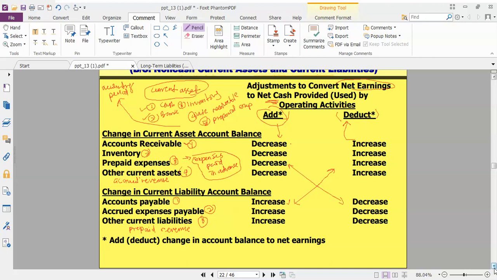Kalau compare kepada... apa tu? Accounting, financial accounting dia lebih senang. Okay, management accounting, inilah yang kita kena belajar. Okay, cash flow kena belajar.